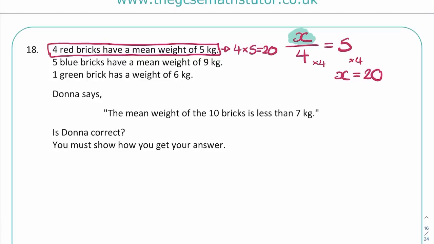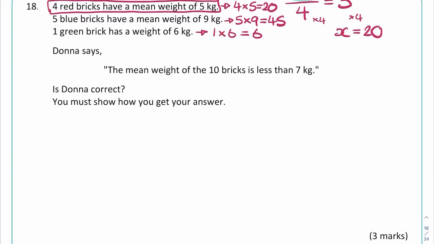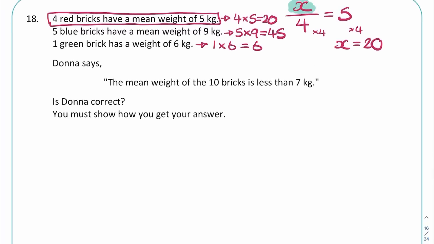And we can apply that to each row. So here, 5 bricks with a mean of 9. 5 times 9 gives you a total weight of 45. And for the last one, which is a little bit strange because there's only 1 green brick, but I'm going to stick with my process, 1 times 6 gives us a weight of 6. So in terms of the total weight of all of these different coloured bricks, we have 20 plus 45 plus 6. And if you add them together, they add up to a total weight of 71 kilograms.